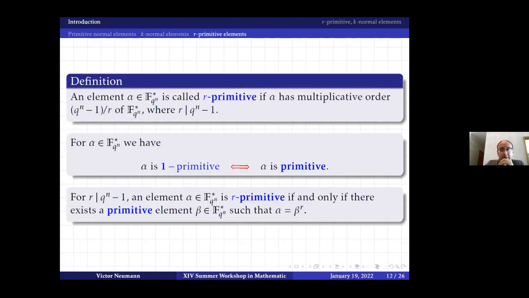Now, as we define k-normal elements which generalize normal elements, we can define r-primitive elements which generalize primitive elements. So we say that an element alpha is r-primitive if alpha has multiplicative order (q^n minus 1) over r. Obviously, r must be a divisor of q^n minus 1. And so if we put r equal to 1, we observe that 1-primitivity is the same thing as primitivity. Another very important thing is that alpha is r-primitive if and only if it can be written as beta to the r for a primitive element beta.